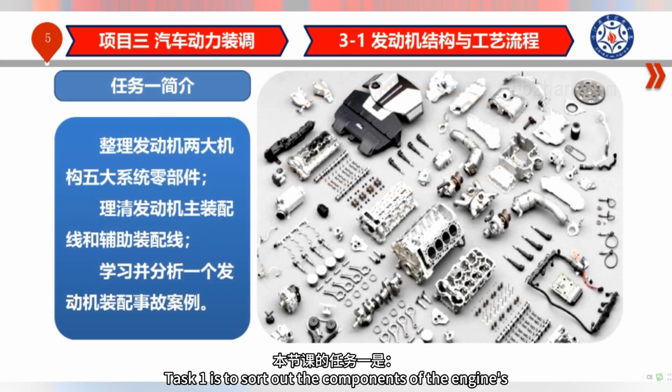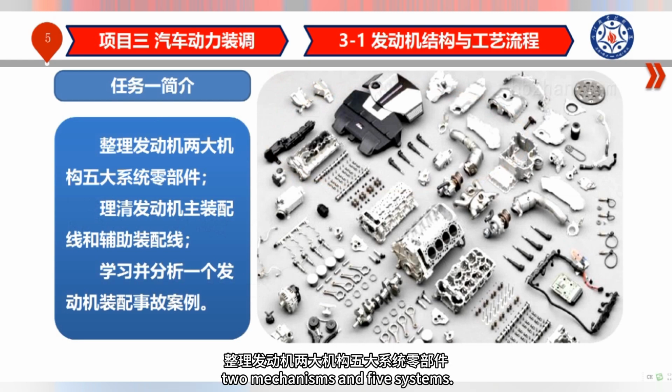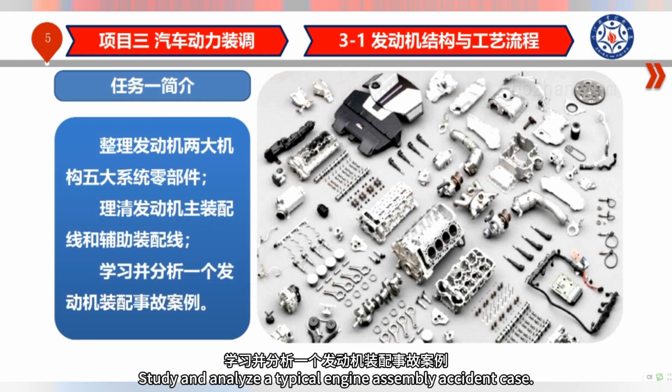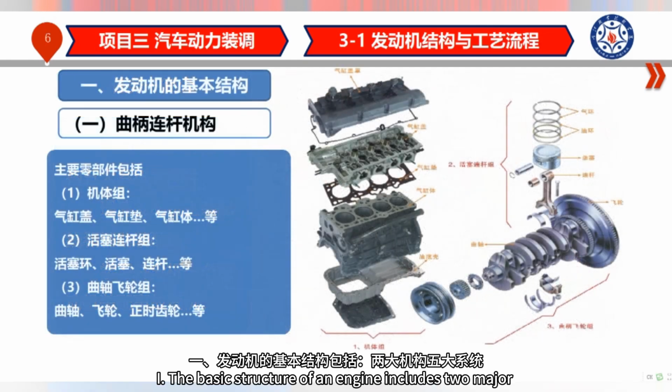Task 1 is to sort out the components of the engine's 2 mechanisms and 5 systems. Identify the main assembly line and the auxiliary assembly lines. Study and analyze a typical engine assembly accident case. First, the basic structure of an engine includes 2 major mechanisms and 5 major systems.